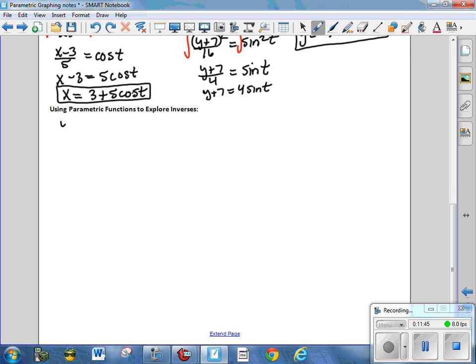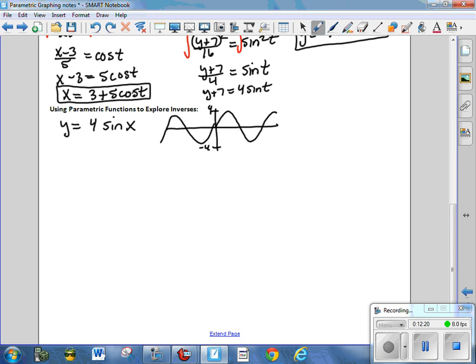Now, using parametric functions to explore inverses, the idea here is if I have an equation, say y equals 4 sine of x, and I graph this, I'm going to get a sine function that goes up and down and up and down. Actually, I'm going to draw it so I can see more of both sides. It has an amplitude of 4, so it's going to go up to 4 and down to negative 4, and go back and forth, something like this.